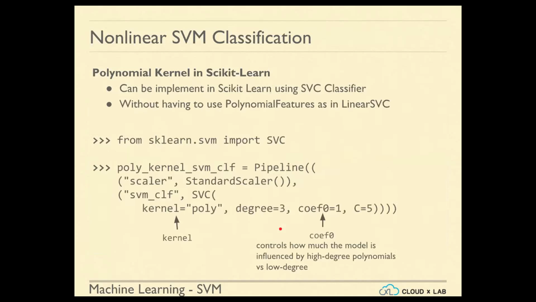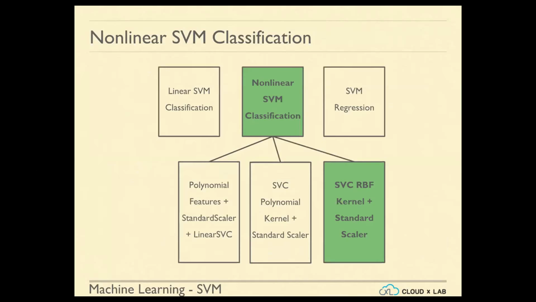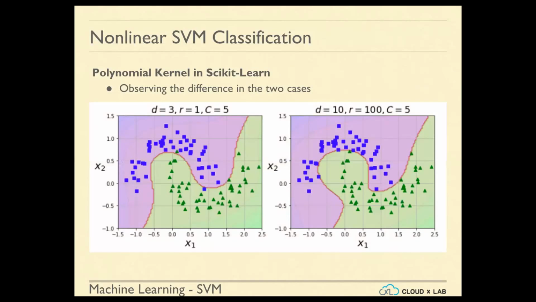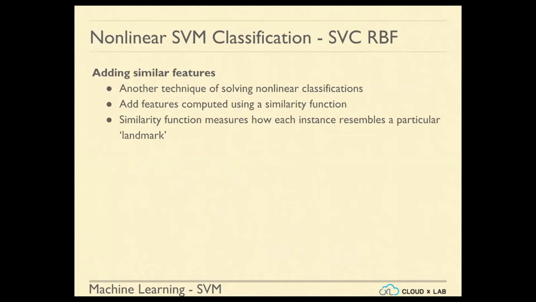So this coefficient 0 is basically that R. All right, so that was our regularization parameter. Then, okay, now another technique of solving nonlinear classification was to add features.